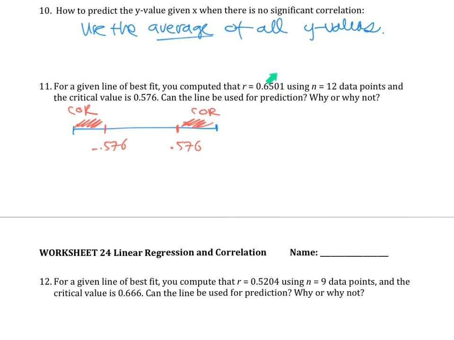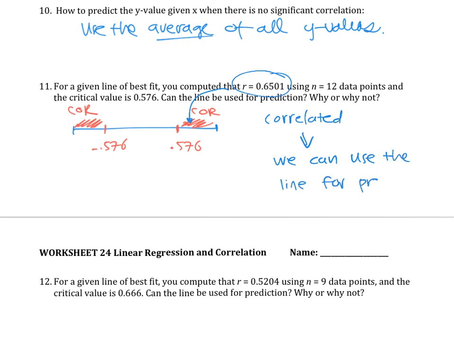Here, they say R was 0.651. So R is right here. That means they're correlated. So yes, correlated. So we can use the line for prediction. All right.